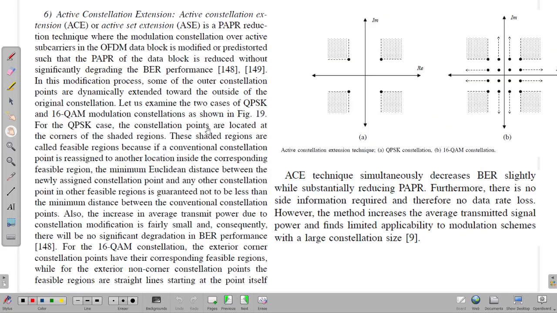Let's move on to the next technique, which is the active constellation extension. Active constellation extension, we call it ACE, or it is also called active set extension, ASE. It is also a PAPR reduction technique. Here the modulation constellation over active subcarriers in OFDM is modified or pre-distorted in such a way that the PAPR of the OFDM block is reduced without degrading the bit error rate performance.